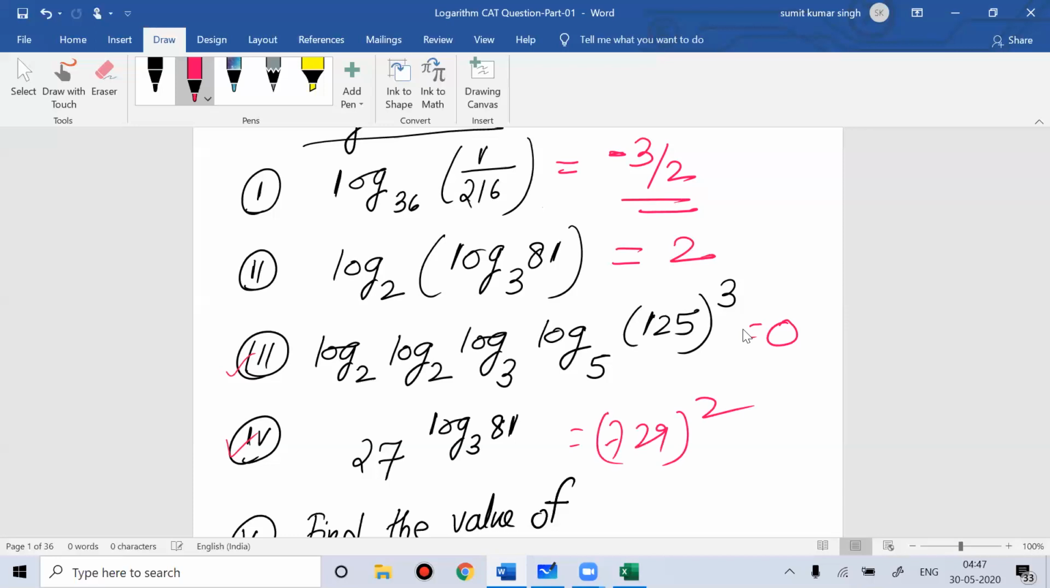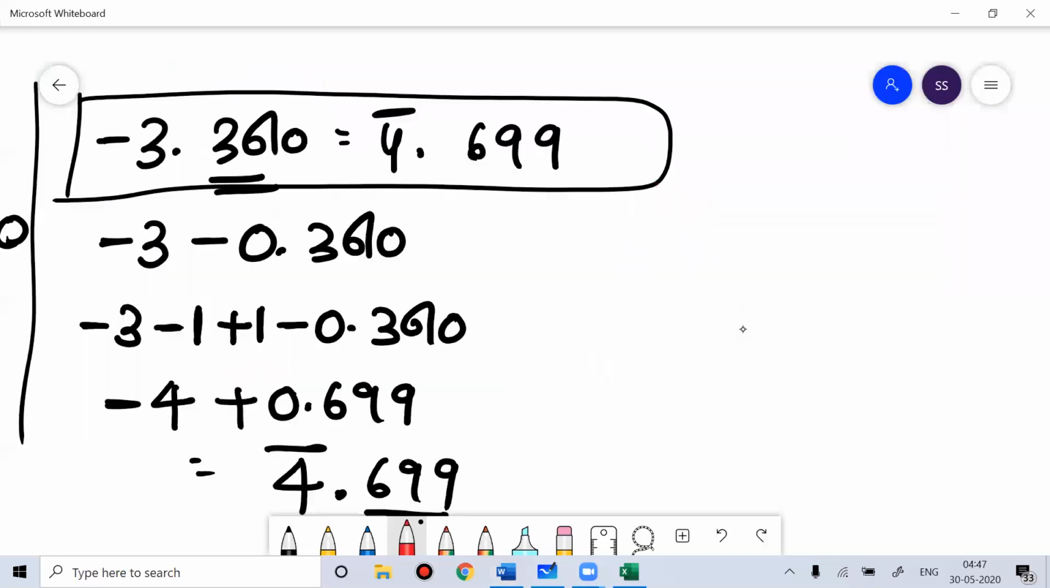How to find the square of a number? You can watch my Vedic maths video on how to find the square of a number. We'll discuss these questions; I need some more time to discuss this question.